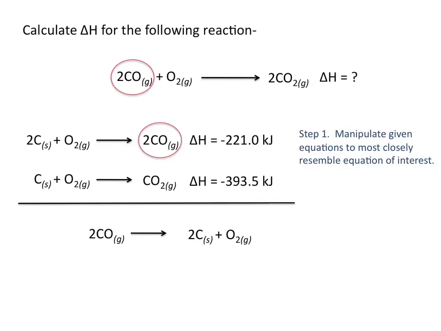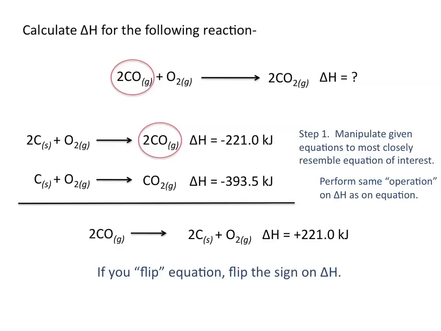So here we have 2 carbon monoxide going to 2 carbon plus O2. And because we flipped this reaction, we need to flip the sign on delta H. So remember, the delta H value for a reaction written in the opposite direction is of the same magnitude but of opposite sign. And so if we flip the equation, we flip the sign on delta H. So if 2 carbon plus O2 gives us 2 CO and the delta H value is negative 221 kilojoules per mole, then 2 CO going to 2 carbon plus O2 has a delta H value of positive 221 kilojoules per mole.